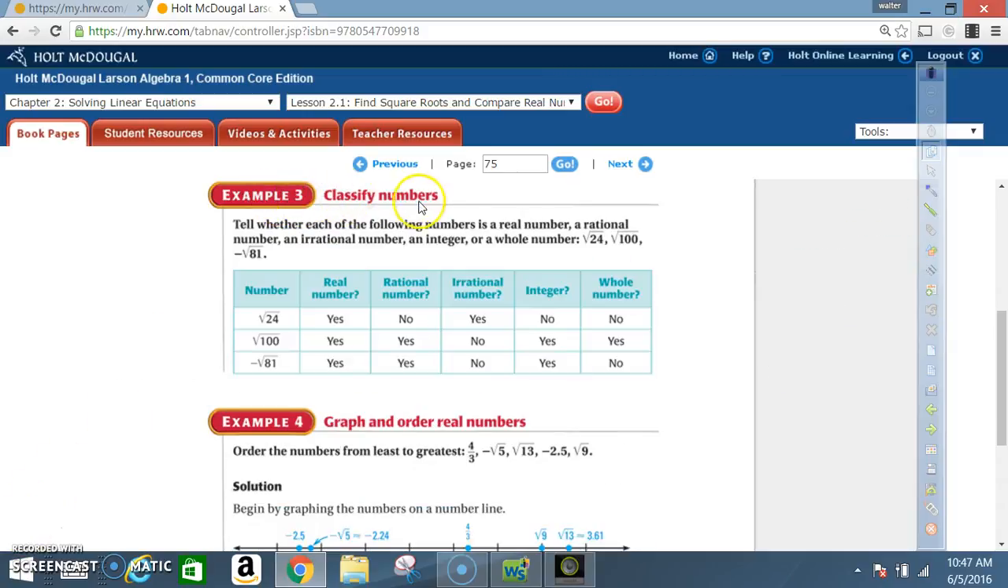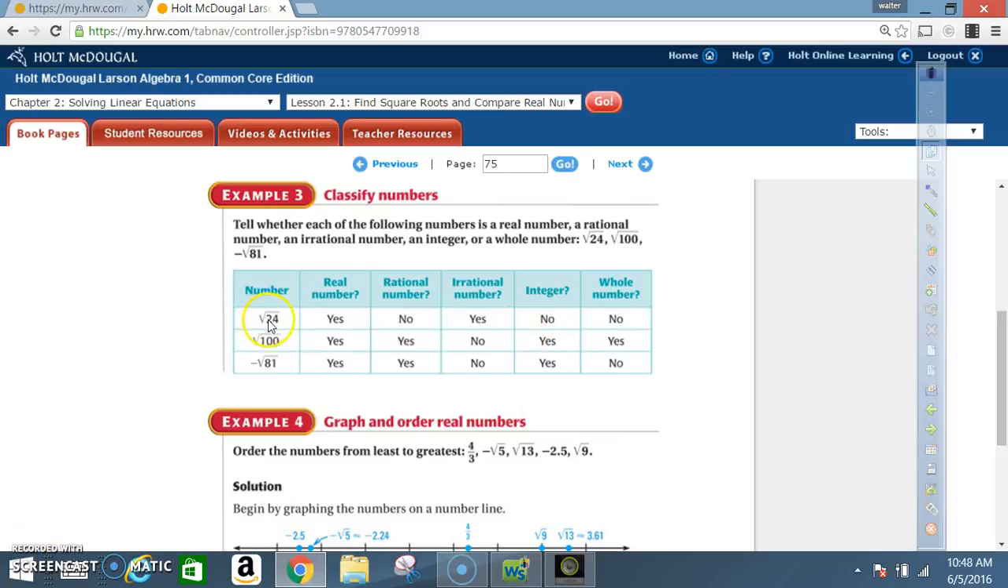Example 3, classify numbers. Tell whether each of the following numbers is a real number, a rational number, an irrational number, an integer, or a whole number. Square root of 24, the square root of 100, and the negative square root of 81. Number one, square root of 24. Is it a real number? Yes. Is it a rational number? No. Is it an irrational number? Yes. Is it an integer? No. Is it a whole number? No.